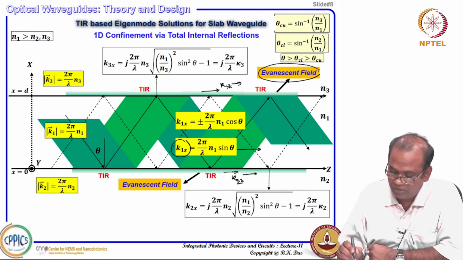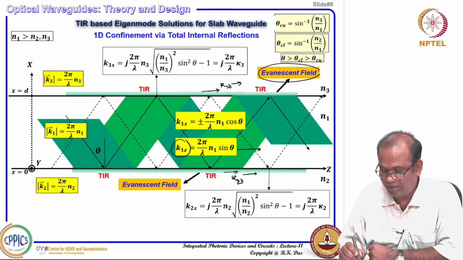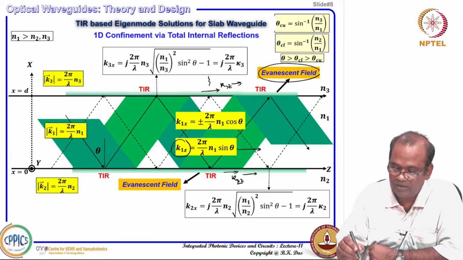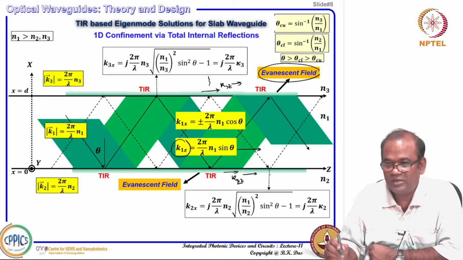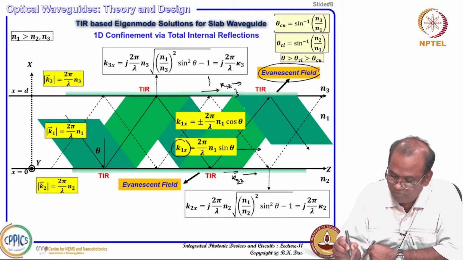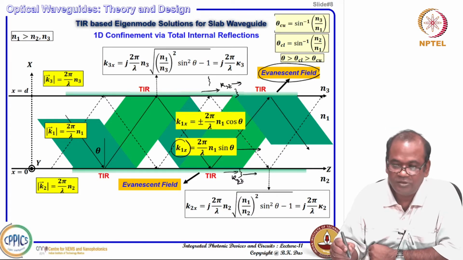So, that means the field exists in the second medium, but it is not propagating along the x direction, not propagating along the y direction, but whatever field is existing there, that fraction of the field also contributes to energy propagation in the z direction. So, that evanescent field region is very much part of the waveguide, including the core region.